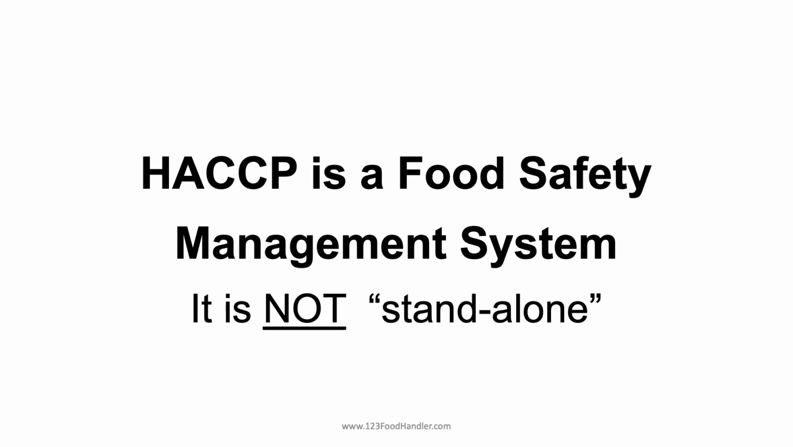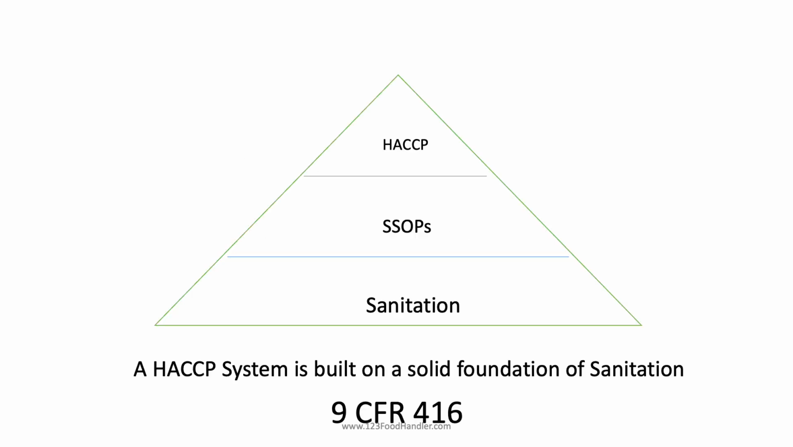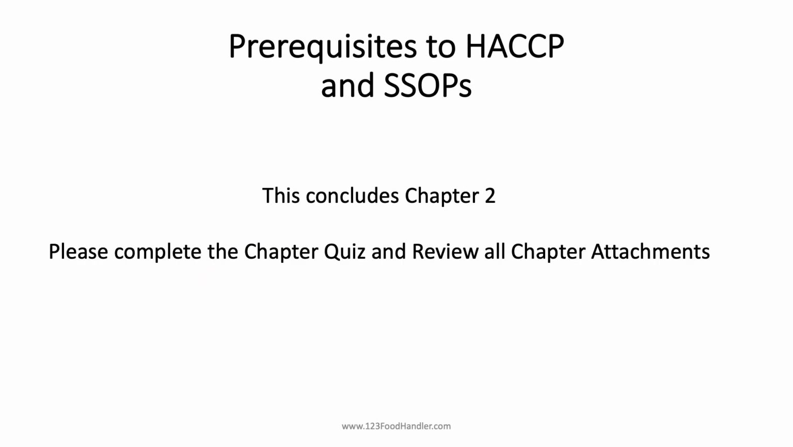HACCP is a food safety management system. It is not standalone. A HACCP system is built on a solid foundation of sanitation. For meat and poultry, the regulation is 9 CFR 416, Prerequisites to HACCP and SSOPs.